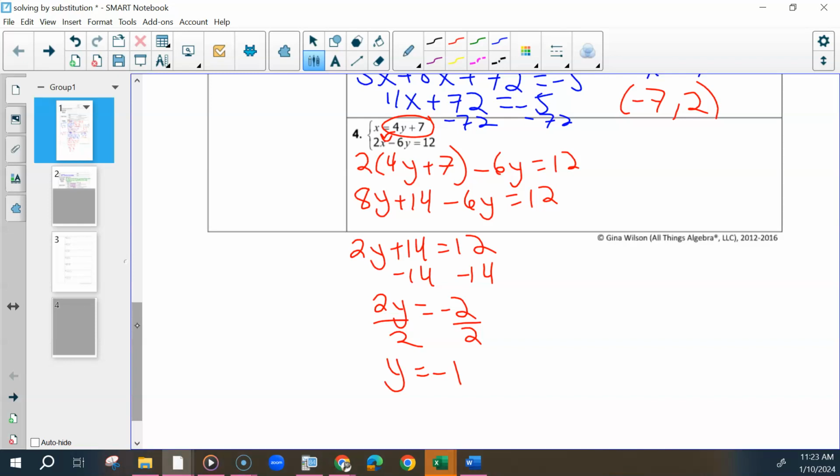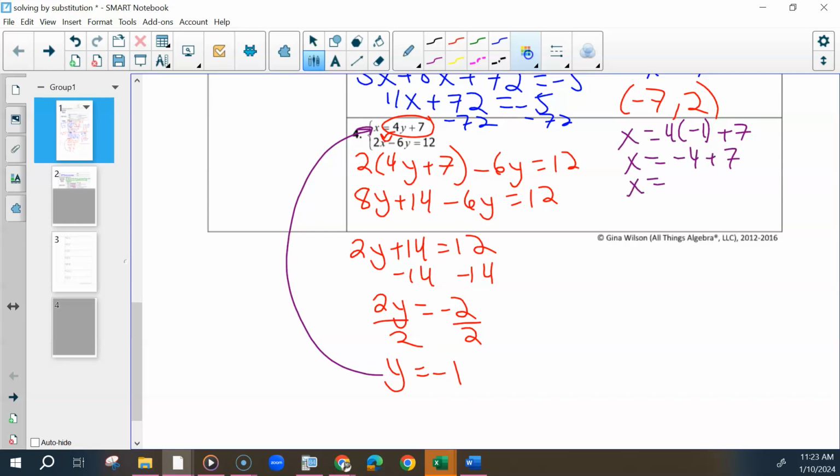Take this, put it back into the equation, 4x, and simplify. Figure out what x is. Even though you solve for y first, you're still putting it as an ordered pair x, y, so it will still be 3, negative 1, not the other way around. Questions so far?